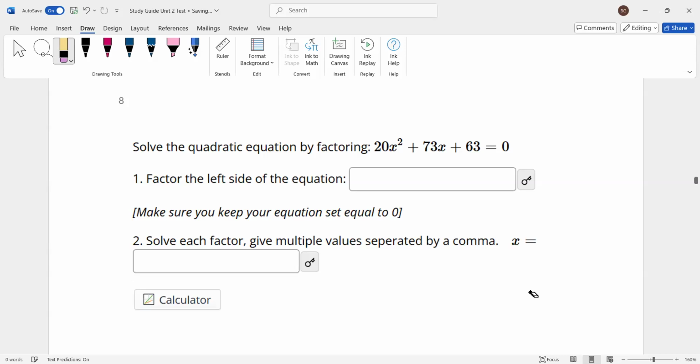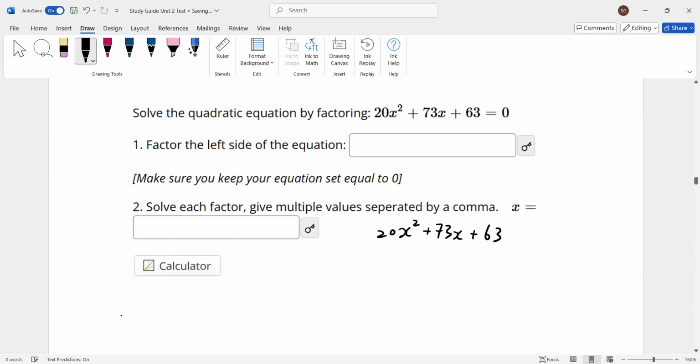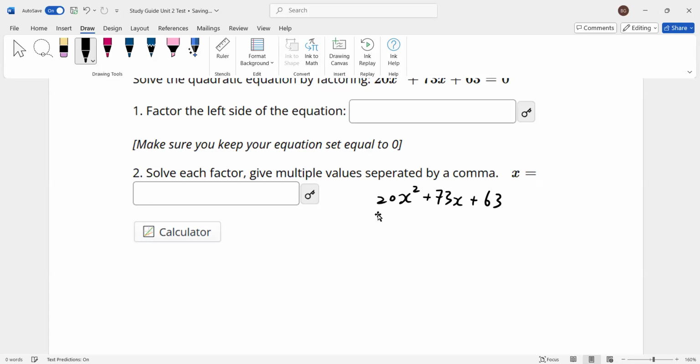Let me write the left side: 20x squared plus 73x plus 63. The numbers are pretty big. Factor the left side of the equation. Let's see the three coefficients: 20, 73, 63. What's the GCF of the three numbers? 20 is divisible by 2, but 2 is not a factor of the others. 20 is also divisible by 5. 5 does not go into 73 or 63, so we don't have anything to factor out.